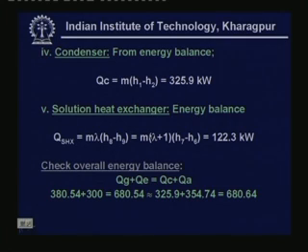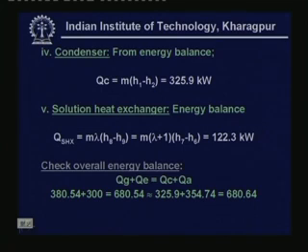Okay, so overall energy balance is: energy supplied to the system should be equal to energy rejected by the system. Energy supplied to the system is nothing but QG plus QE, because you are supplying heat to the generator and the evaporator is extracting heat from the low temperature heat source. So, energy into the system is QG plus QE.